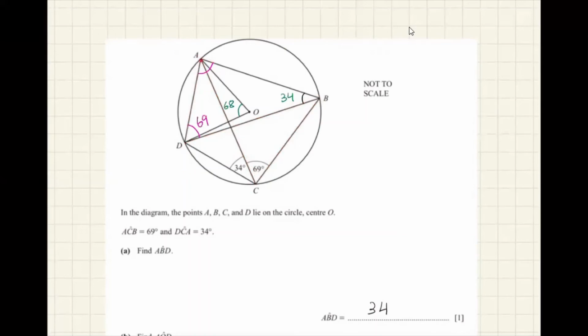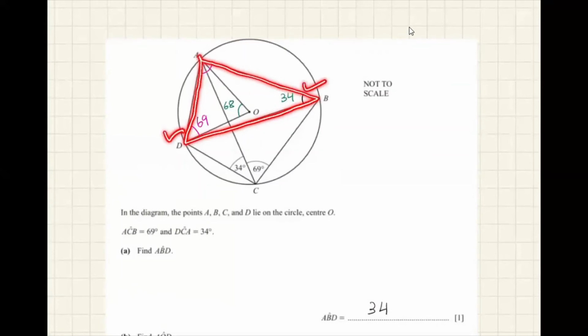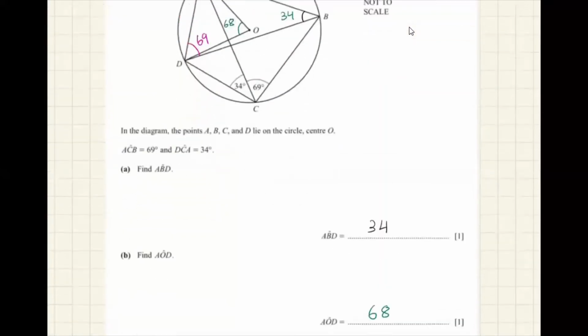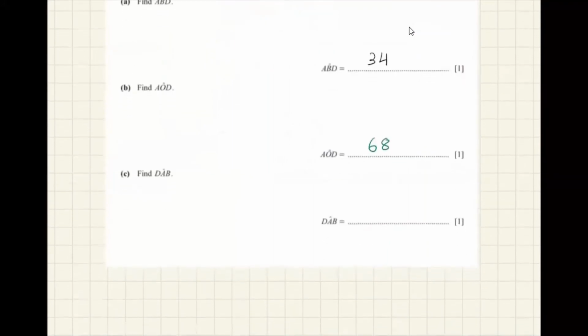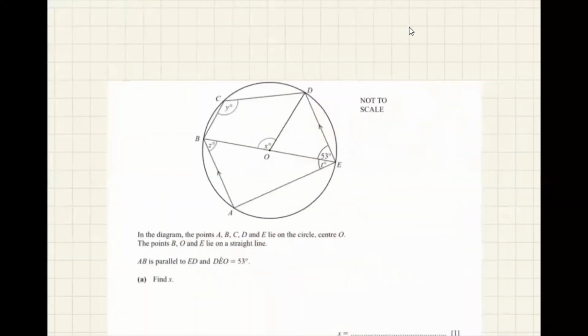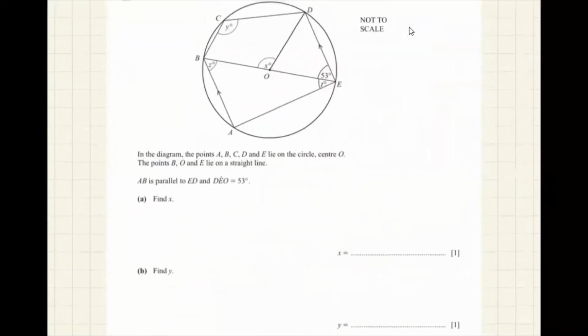Now I'm looking at this triangle. I'll just highlight it for you so that you are with me. The angles in this triangle sum up to 180 degrees. I have 69, I have 34. So 180 degrees minus 69 minus 34 is going to give you the angle, which will be 77 degrees. Let's move on to the next one. The next one says find x.